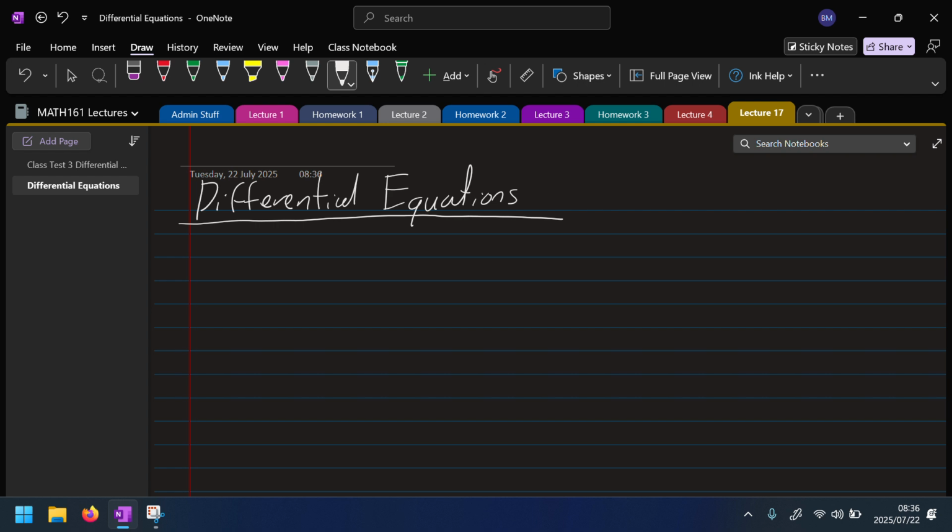Okay, so firstly, an example of a differential equation, if you forgot from last year, is something like this. We have some function a of x, let's say y double prime, plus some function b of x, y prime, plus c of x, y is equal to some f of x. So this is a second order differential equation, right?